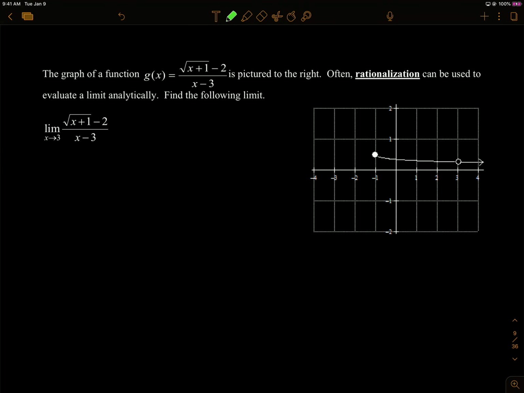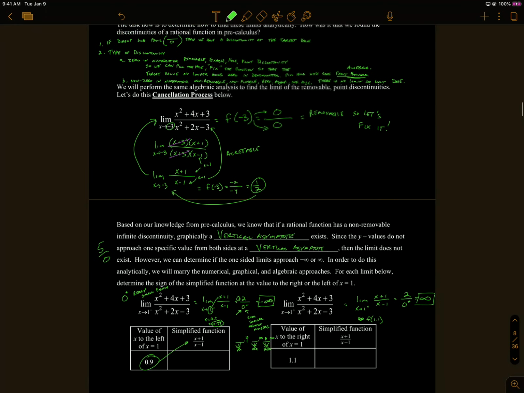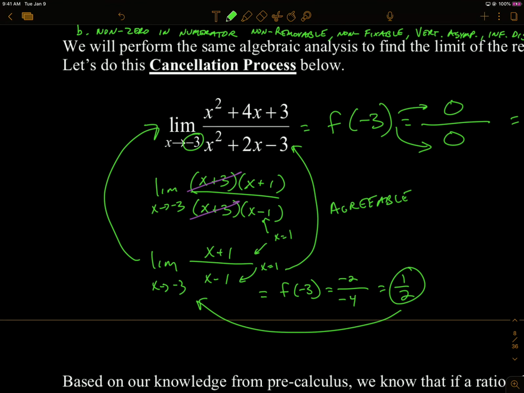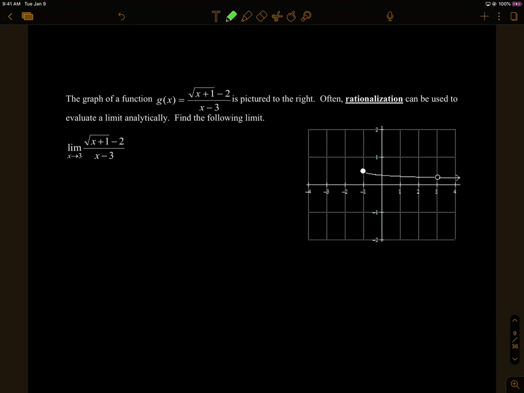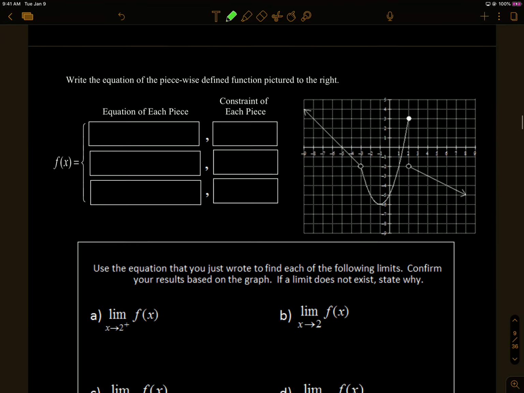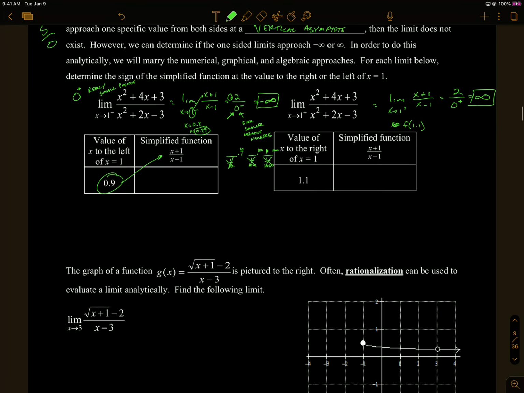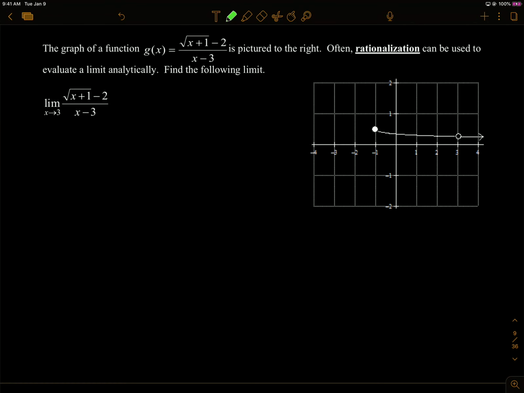So this is another method. We talked about the fancy algebra. One method was the cancellation process through factoring. This is another method, which is called rationalization. I'll keep going with this one, and we'll pick up with worked examples in the next video. I'm going to finish with this one here.